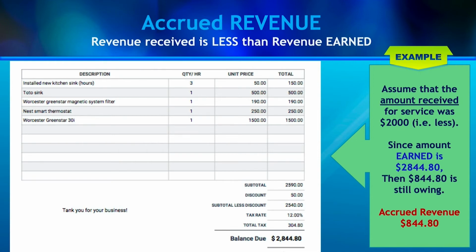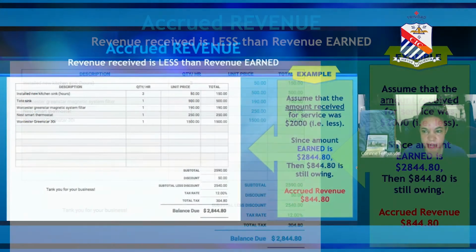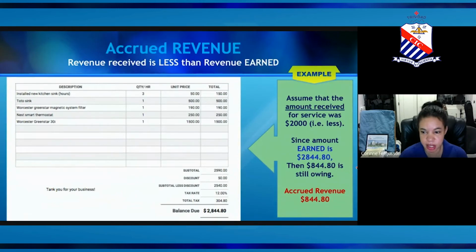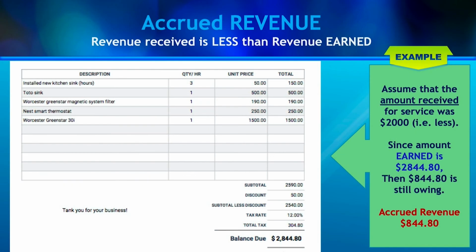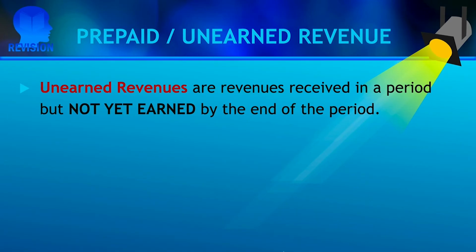So I hope everybody gets this one. It is the same as the accrued expense, except you're dealing with revenue in this case. So once you received less, that's accrued. Then we have our last or fourth adjustment, where we have our prepaid revenue. Prepaid revenue is also known as unearned revenue. And this is when you have received revenue in advance, but you have not earned it as yet.